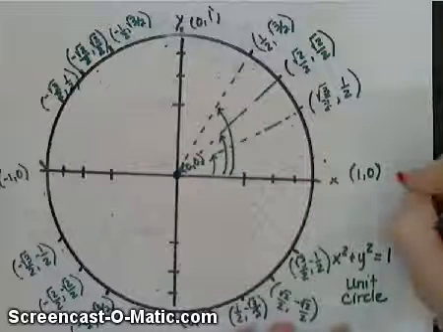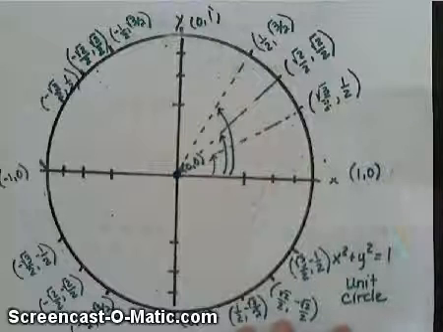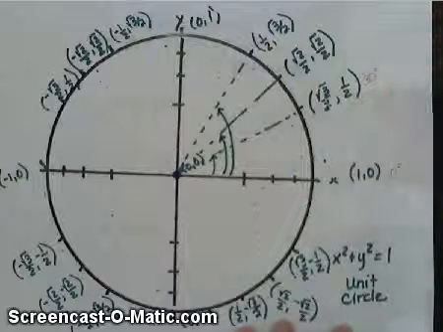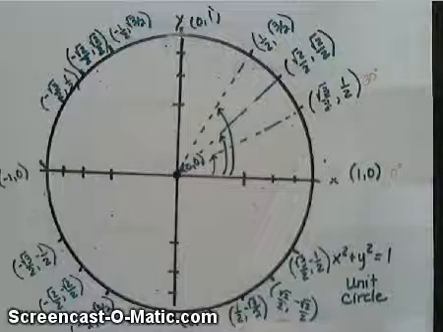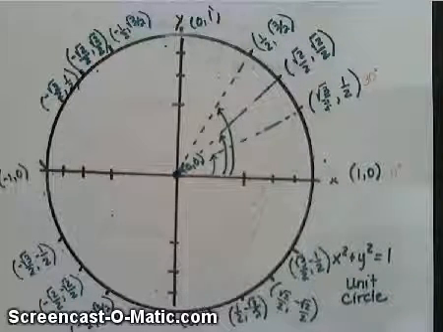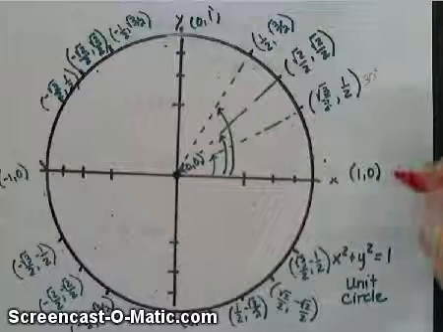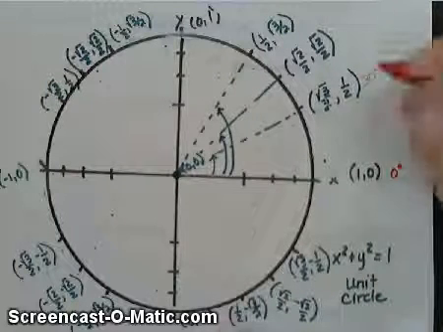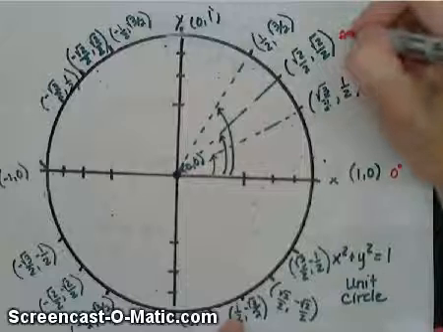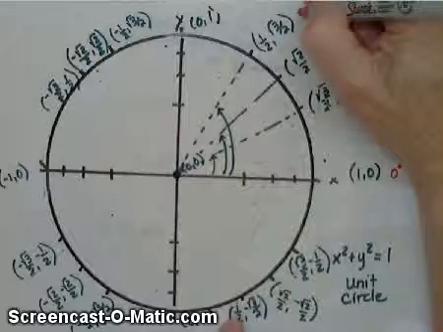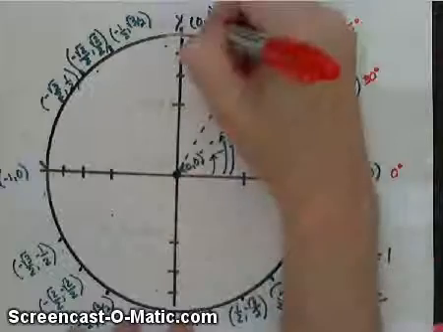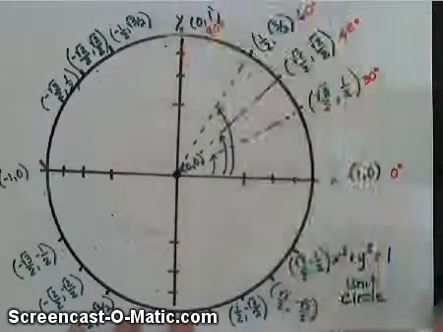This is 0 degrees. Can you see that? I'm not sure you can. Let me see if I can find something a little sharper to write with. Okay. This is 0 degrees. This is 30 degrees. This is 45 degrees. This is 60 degrees. Now you know straight up here, this is 90 degrees.